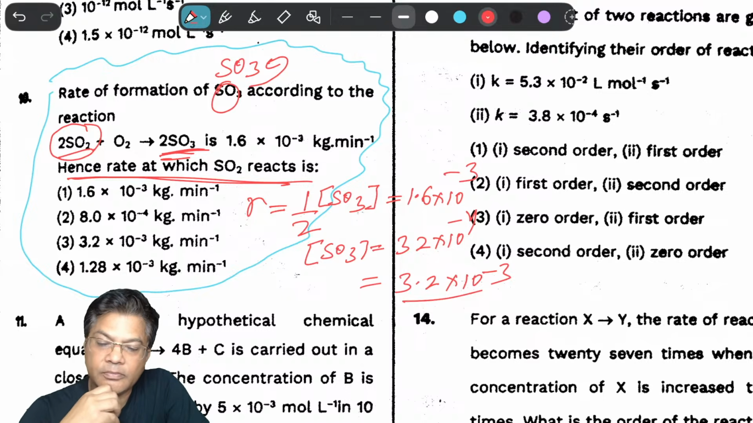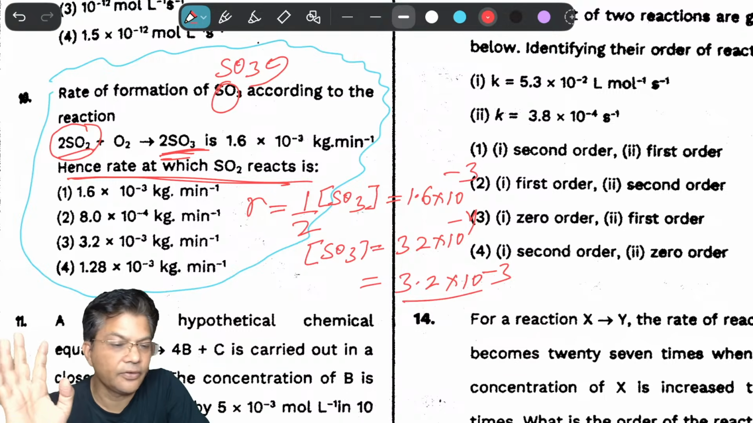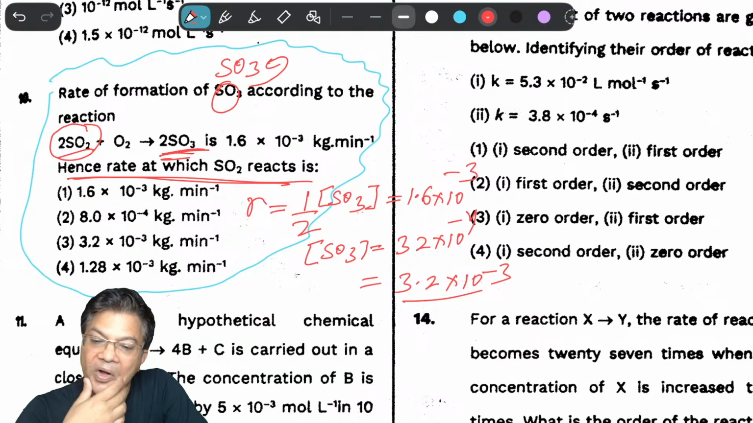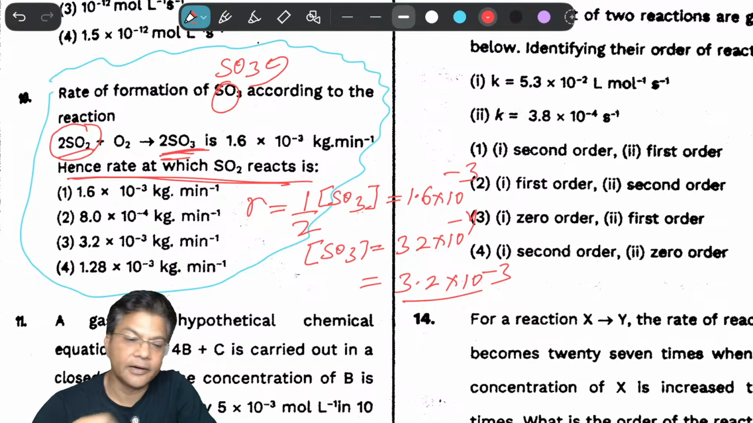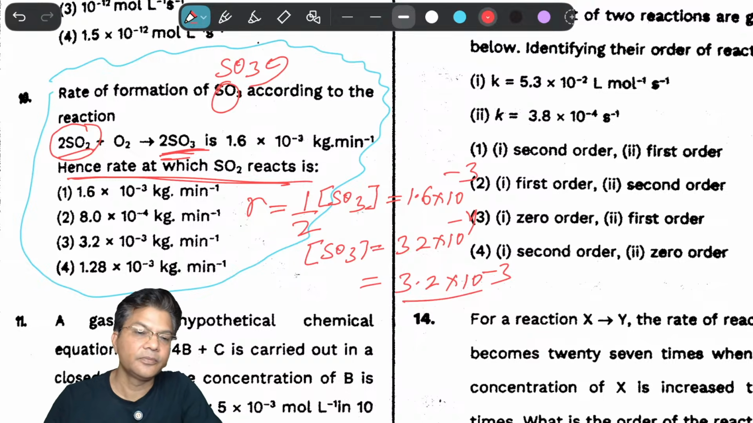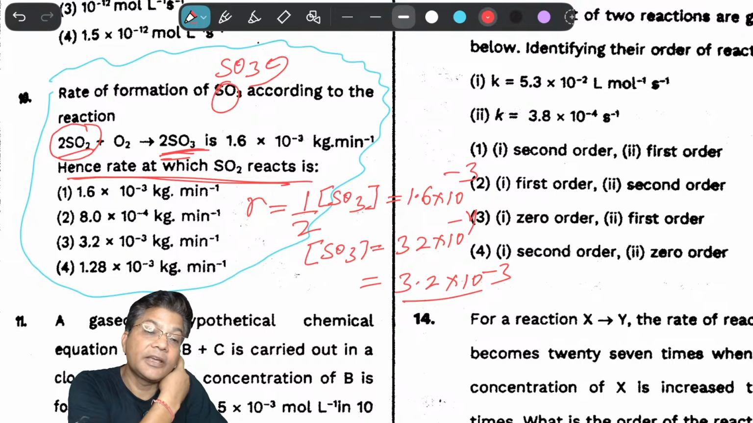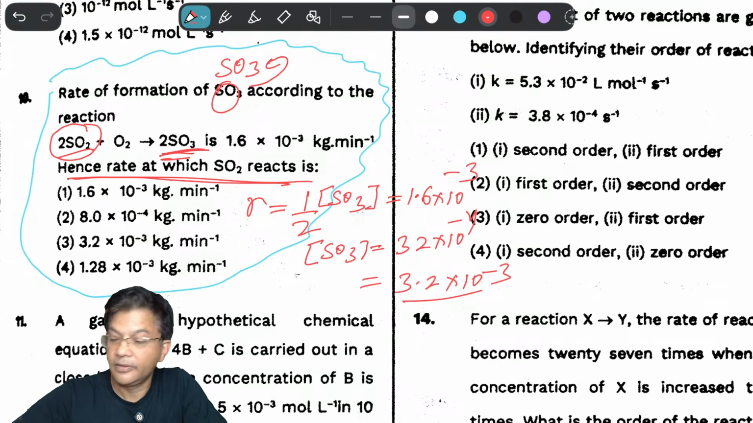Mass means mass. Yes, right, you got it. Clear to all of you? Have you got it? Everyone, is it clear? Now they have given kg per minute.